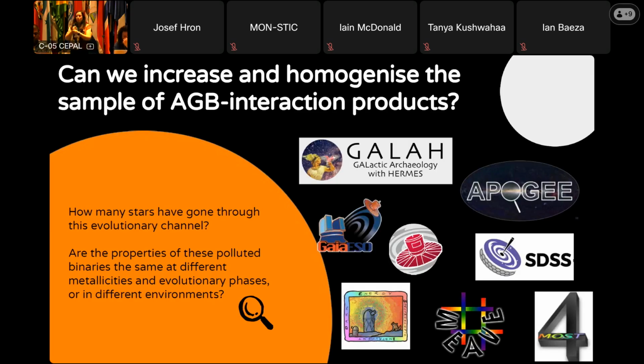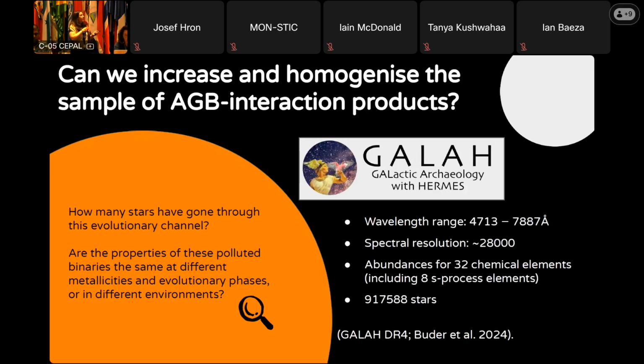So as Sophie already said on Monday, we are in the era of large spectroscopic surveys. So, pick your favorite. I did a lot of reading to see which one was my favorite for this. And I decided to stay with Gaia-ESO for several reasons. First one, the resolution is not as low as others, but also because it gives you abundances of 32 chemical elements, including 8 S-process elements. That's something you don't have in other surveys.